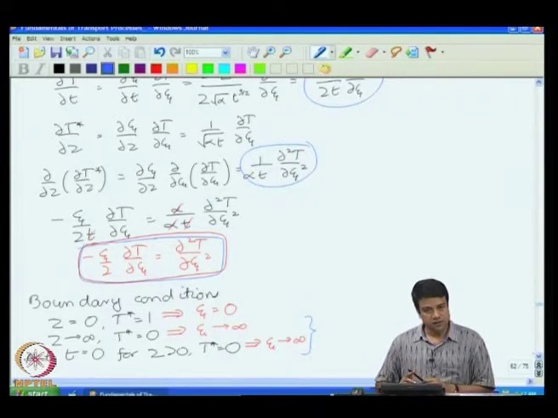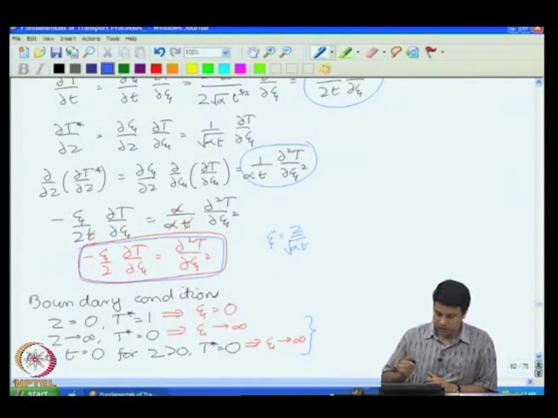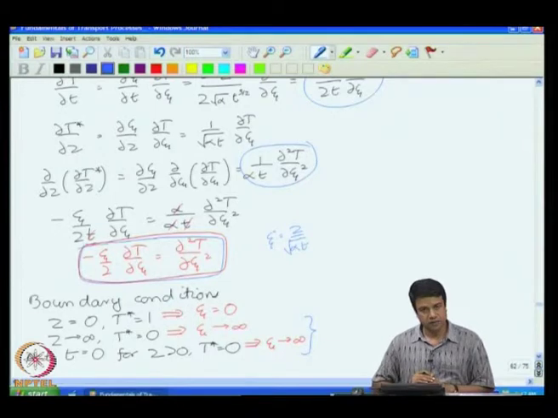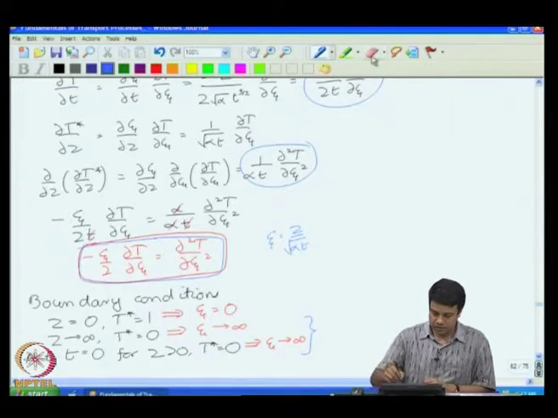Now, t is equal to 0 for z greater than 0 is equivalent to psi going to infinity, because psi was equal to z by root alpha t. So, if I take the limit t going to 0, psi goes to infinity. So, when the limit as psi goes to infinity, I require that T star is equal to 0.